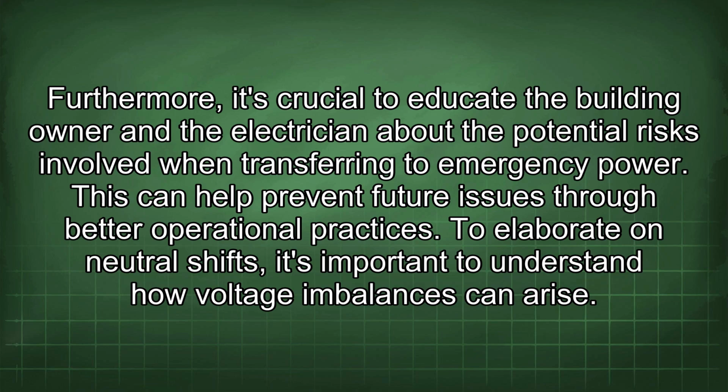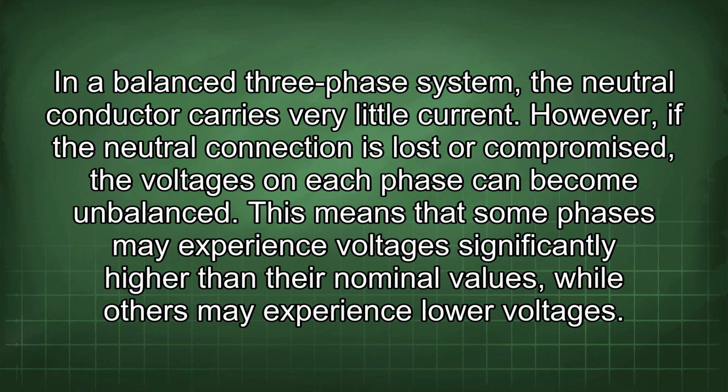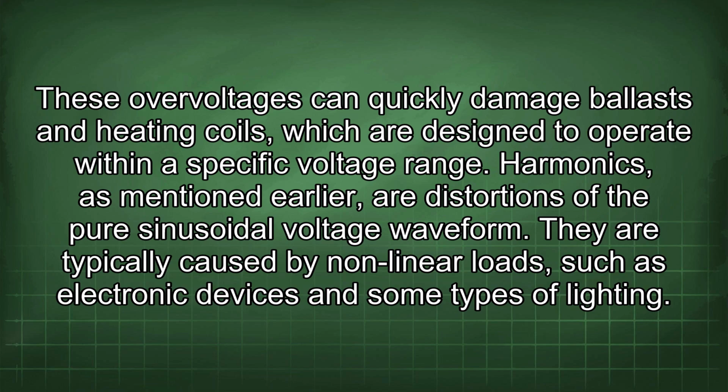To elaborate on neutral shifts, it's important to understand how voltage imbalances can arise. In a balanced three-phase system, the neutral conductor carries very little current. However, if the neutral connection is lost or compromised, the voltages on each phase can become unbalanced. This means that some phases may experience voltages significantly higher than their nominal values, while others may experience lower voltages. These overvoltages can quickly damage ballasts and heating coils, which are designed to operate within a specific voltage range.